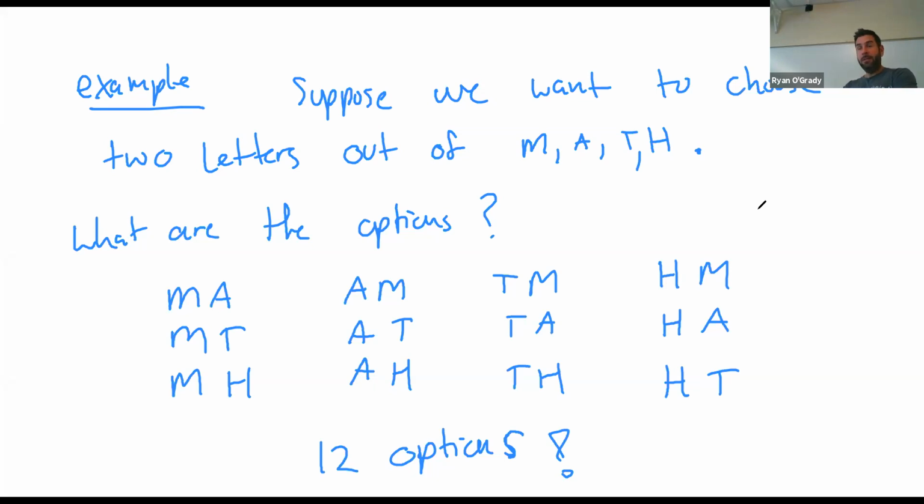Does that mean in general then that if I want to choose 7 objects out of 52 or 3 out of 1,000, that it's always going to be 1,000 times 999?